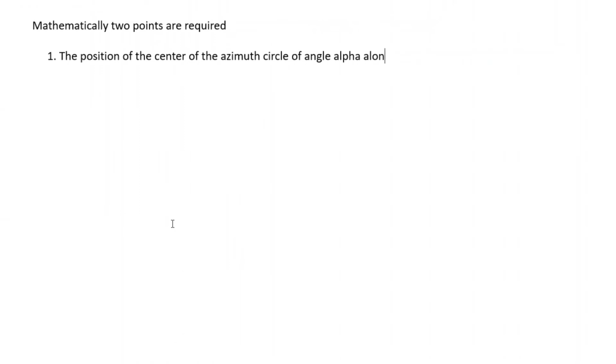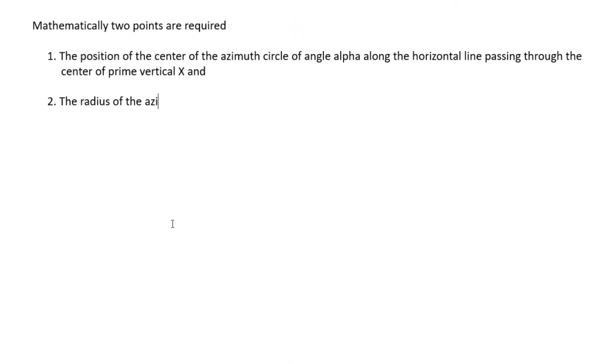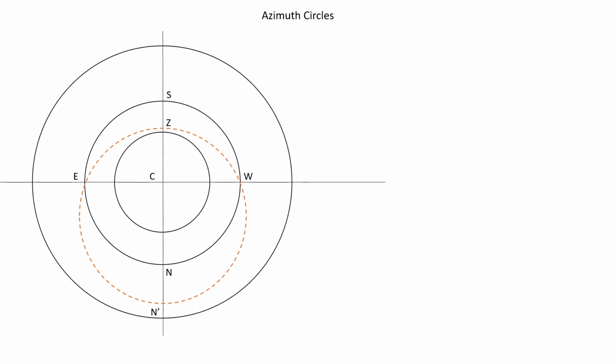Now let's find the formula. Mathematically, 2 points are required. First, the position of the center of azimuth circle of angle alpha along the horizontal line passing through the center of prime vertical, and the radius of the azimuth circle at an angle alpha. First, let's see how to find the formula for the position of center of azimuth circle.